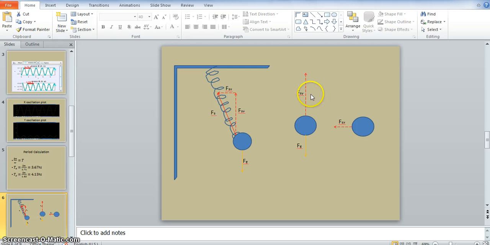In the y direction, both the force of the spring and the force of gravity act on the object. In the x direction, only the force of the spring acts on it. This causes a different motion in the x and the y direction, leading to different periods.